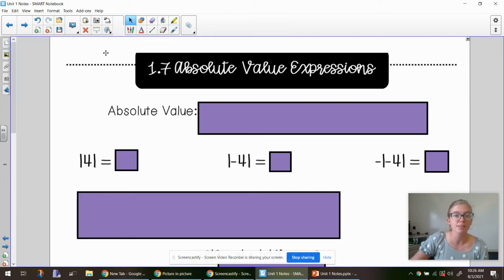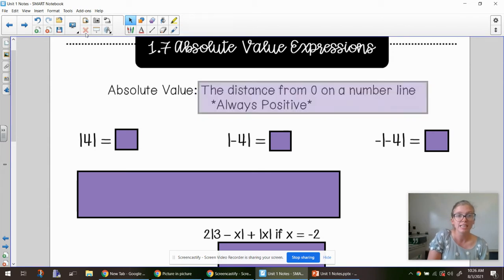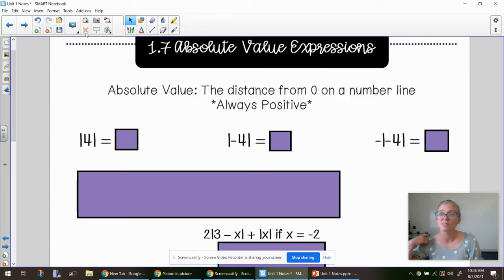I'm really excited about this one because absolute value is something that really trips up a lot of students, and it's actually a really easy concept. So, absolute value is the distance from zero on a number line. Distance is always positive, so what absolute value does is it just makes any number positive. It says, how far is it from zero? Well, that's going to be a positive number, so it's going to make any number positive.